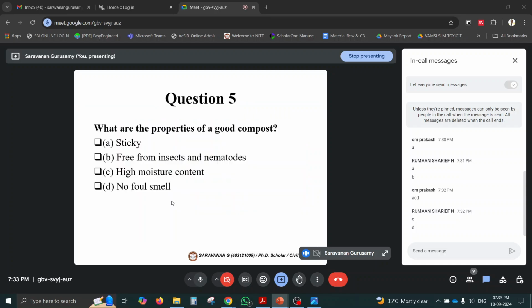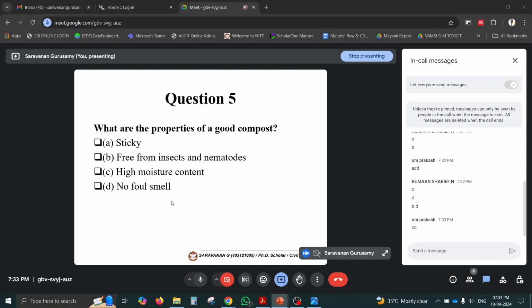This is again a multiple choice question. What are the properties of a good compost? Sticky, free from insects and nematodes, high moisture content, no foul smell. Sir, high moisture content should not be there.